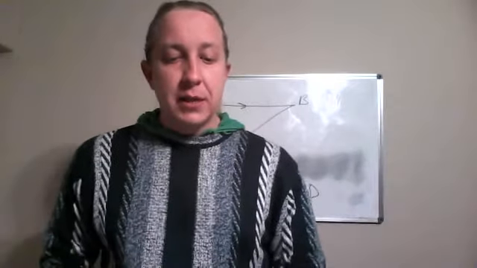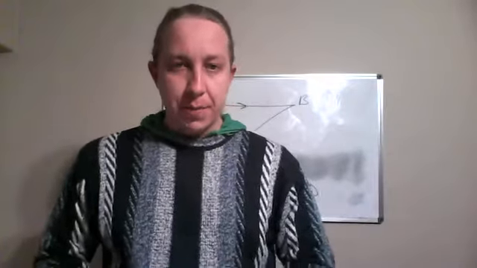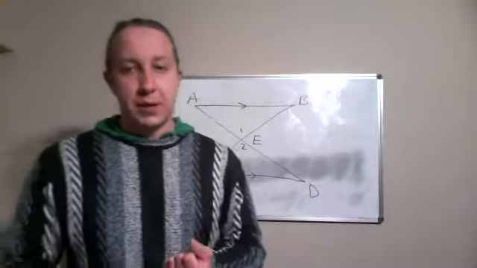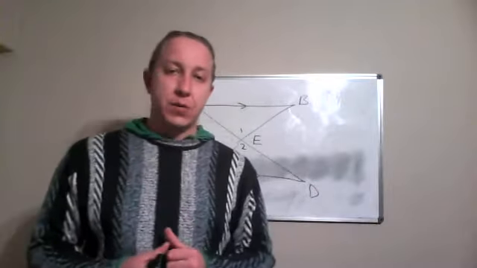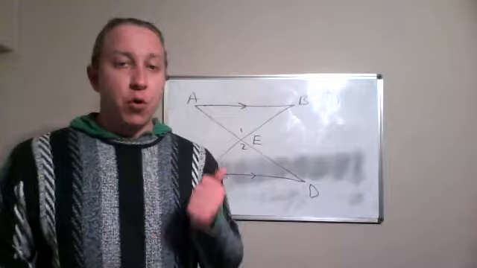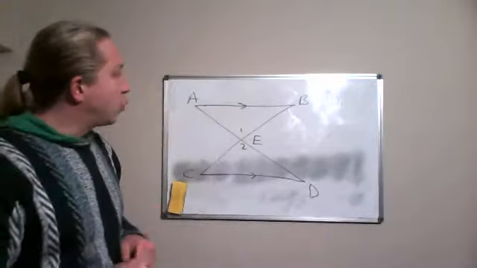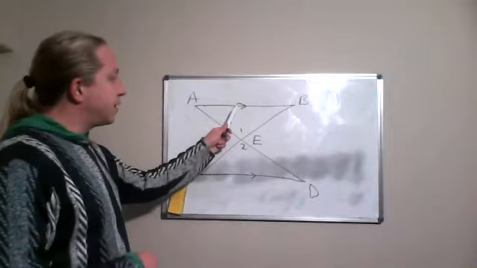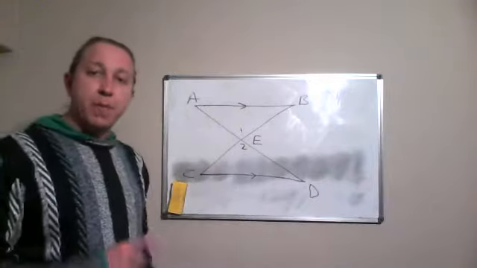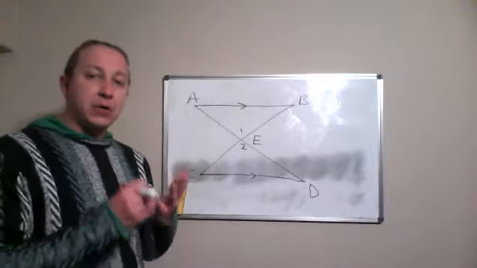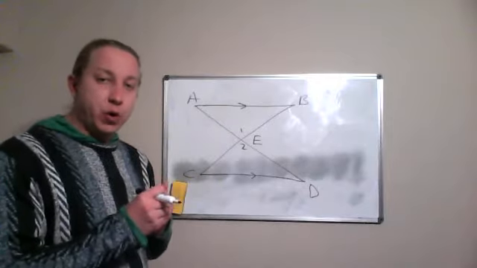Right, so first they want us to prove that these two triangles are similar. We can use two methods: either we prove that all their angles are the same, or we prove that all their sides are in proportion. What information were we given? Well, we were given that there are parallel lines. Remember, parallel lines give alternate, co-interior, and corresponding angles.